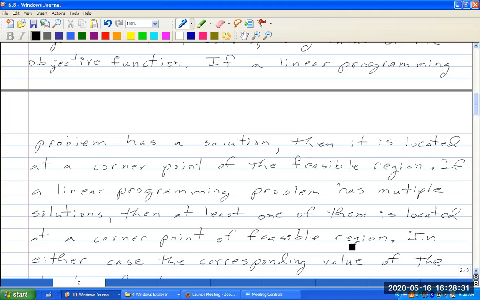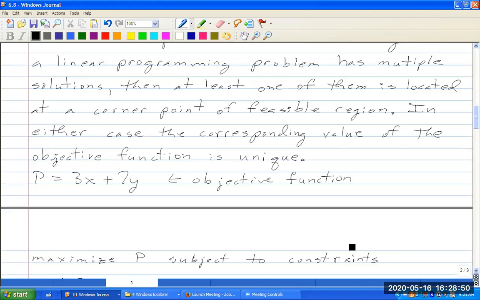If you have more than one solution, it'll actually lie along one of the sides of the feasibility region. In either case, the corresponding value of the objective function is unique. So even if you happen to have more than one point that optimizes it, the actual optimal value is unique.